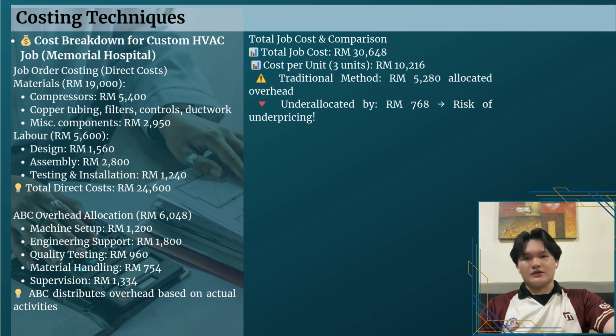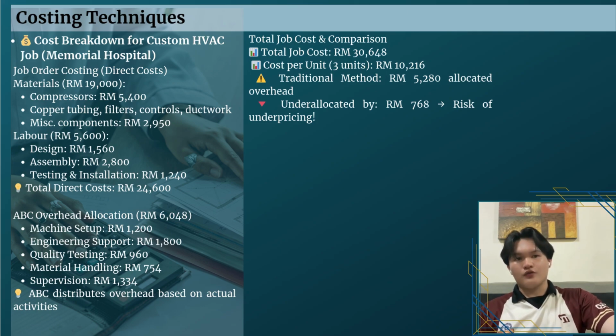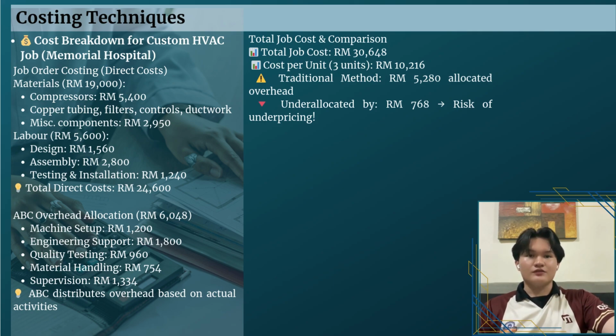Next, we apply activity-based costing, ABC, to overheads. InnoTech allocated 6,048 ringgit in overhead based on specific activities: machine setup, engineering support, quality testing, and production supervision. This gives us a total job cost of 30,648 ringgit or 10,216 per unit for the 3-unit project. But here's the key insight. If we use a traditional method based only on labor hours, we'd allocate just 5,280 ringgit in overhead. That's 768 less, leading to undercosting and potential underpricing of the job. This example proves why the hybrid method is essential for InnoTech Customs' complex projects. It reflects the true cost of resources used and protects profitability.